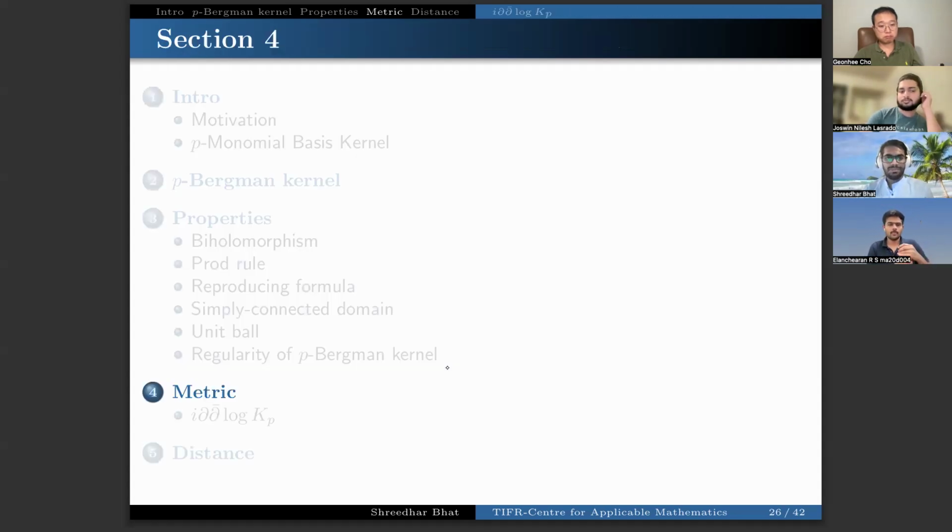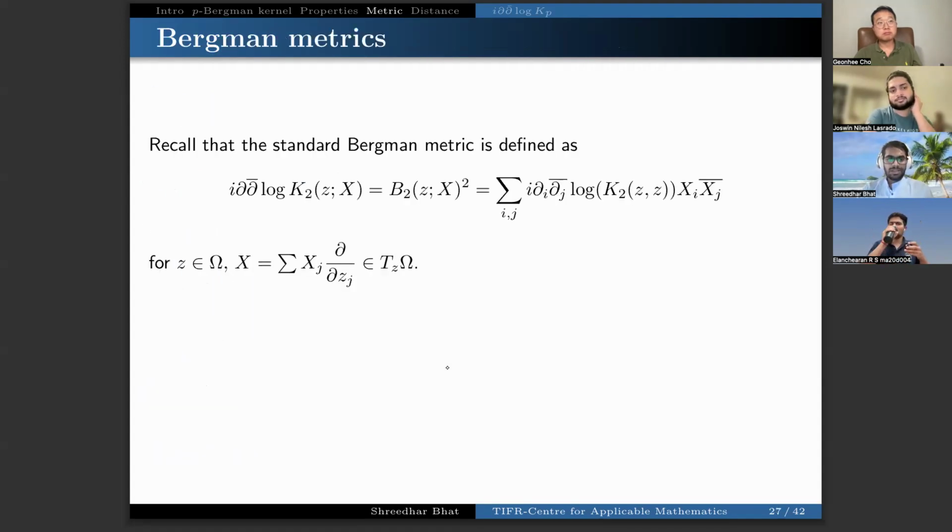Now let us see some metrics on this domain. So recall the standard Bergman metric is defined as this i∂∂̄ of log of K2. It can also be written as this V2 of Z, X. So Gij is ∂∂̄ of log of K2 evaluated at Z comma Z.